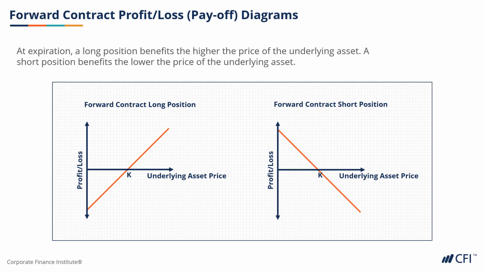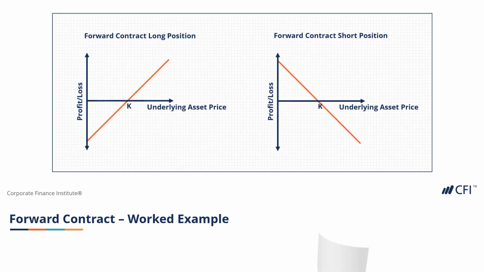We've now made a profit of $5 on each barrel of oil because we're buying the oil at our locked-in price of $50, whereas if we had to buy that oil in the spot market, we'd be paying $55 a barrel. So let's get into a worked example in even more detail, and we'll stick with the oil example.